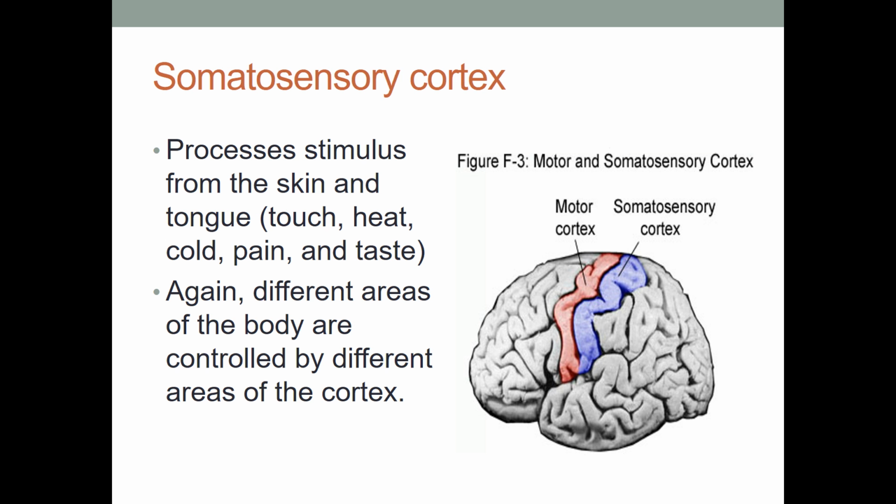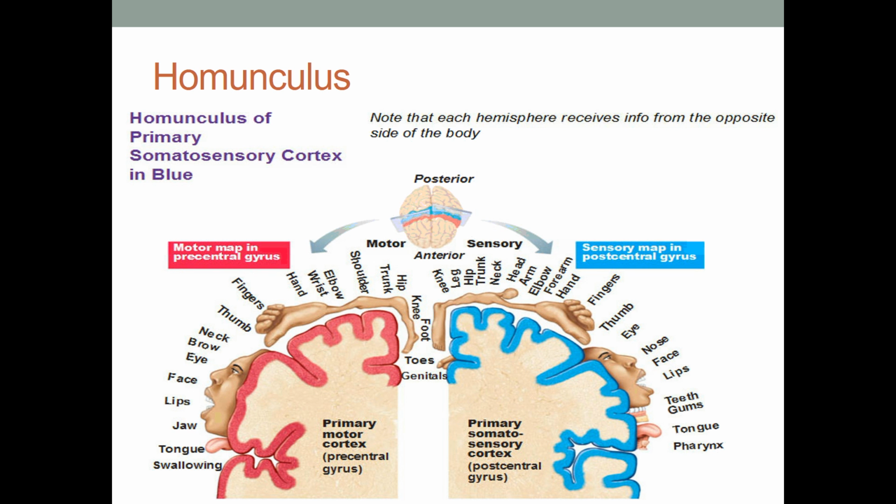And again, different areas of the body are controlled by different areas of the cortex. There's a specialized region for feeling the bottom of your foot, or a specialized region for moving your foot. Each of the motor and somatosensory cortex have specialized regions responsible for different things. We can show this graphically with a graphic representation called a homunculus. A homunculus is where they've taken the body and spread it out over the cortex to show what different regions are responsible for different things.